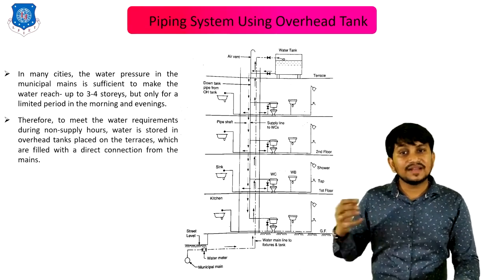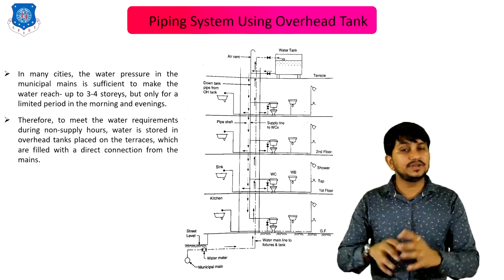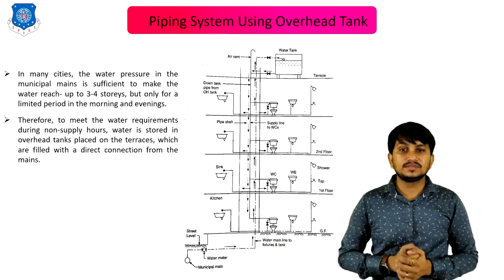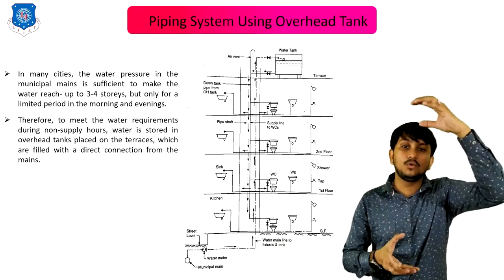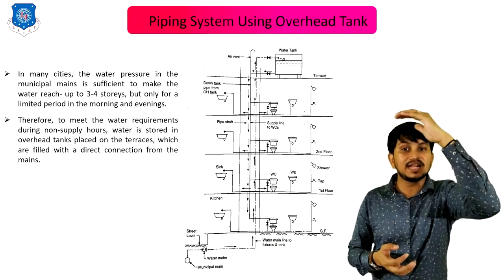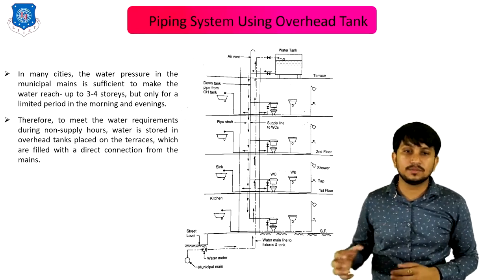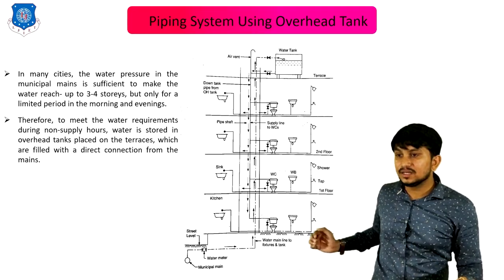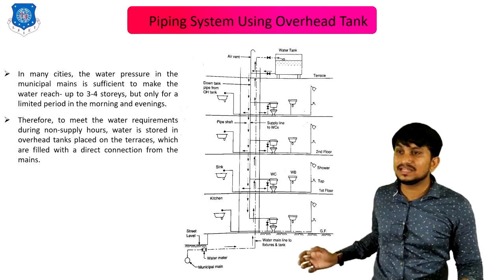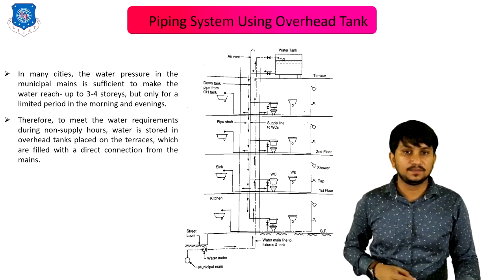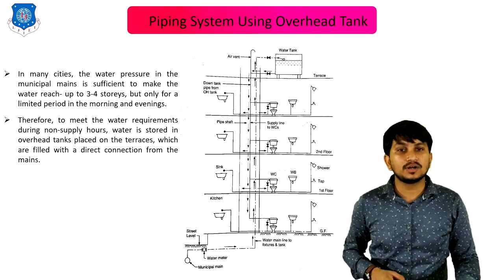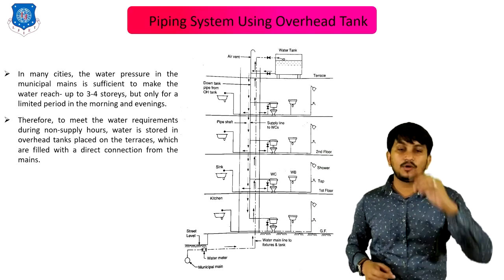Therefore, to meet the water requirements during non-supply hours of the day, water is stored in the overhead tanks placed on the terraces, which are filled with a direct connection from the mains. You can clearly see the one pipe goes from the city main to the overhead tank. And all the water requirement is fulfilled by this water tank.